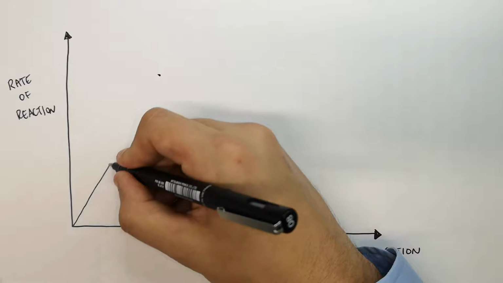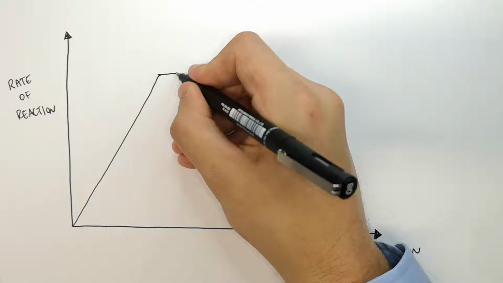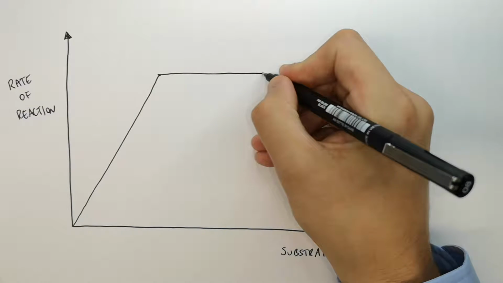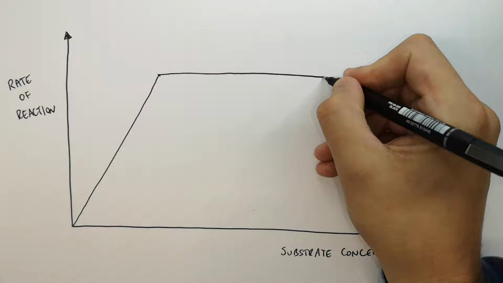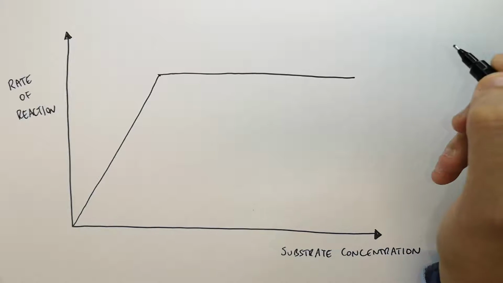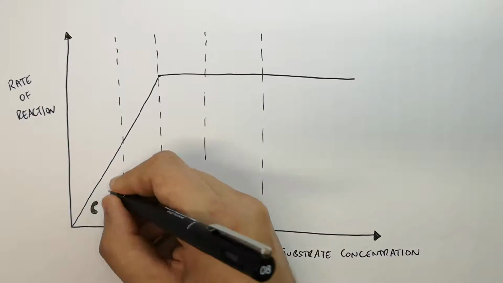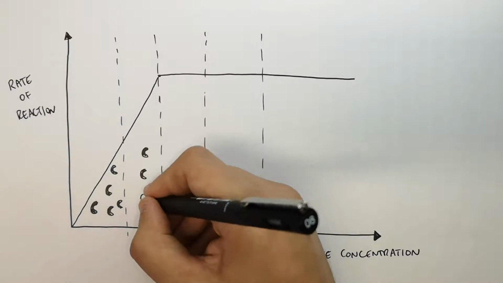So as you increase the substrate concentration, the rate of reaction will increase. This is what you need to be able to explain, and it can be worth 4 marks in an exam. You need to be able to explain why it increases and then plateaus in terms of enzymes. So we're not increasing the enzyme concentration.